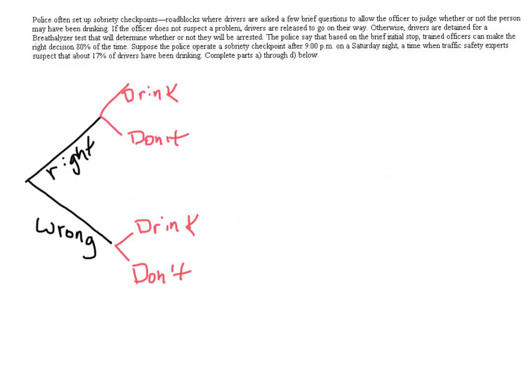Police often set up sobriety checkpoints, roadblocks where drivers are asked a few brief questions to allow the officer to judge whether the person may have been drinking. If the officer does not suspect a problem, drivers are released to go on their way. Otherwise, drivers are detained for a breathalyzer test that will determine whether or not they will be arrested. The police say that based on the brief initial stop, trained officers make the right decision 80% of the time. So that means they mess up 20% of the time.